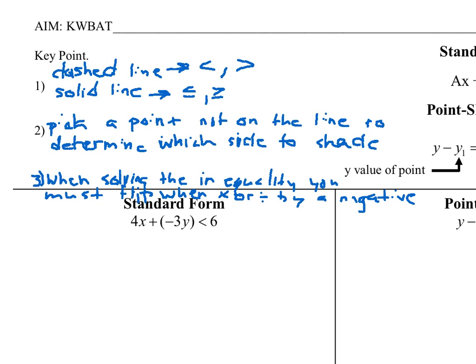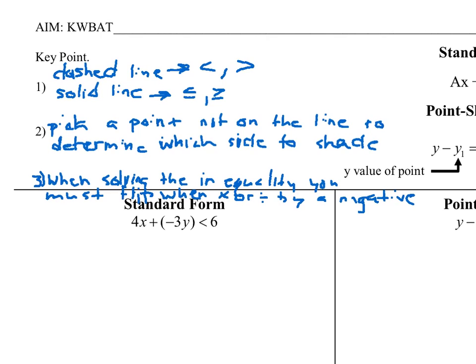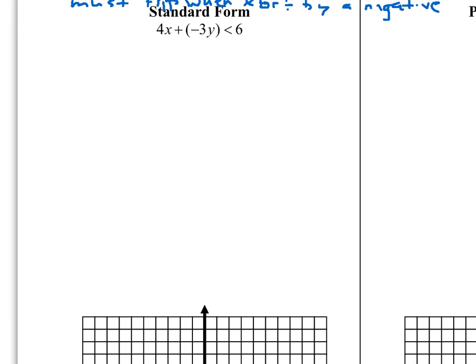Now that we have our key points for today, we can move forward. We already know how to do this. Most of us probably could have done this on our own without any review or any work by me. So we will go ahead and start this quickly and efficiently. So this first problem, it says that 4x plus negative 3y is less than 6. What's the first thing that we need to do if we want to get ready to graph this inequality?